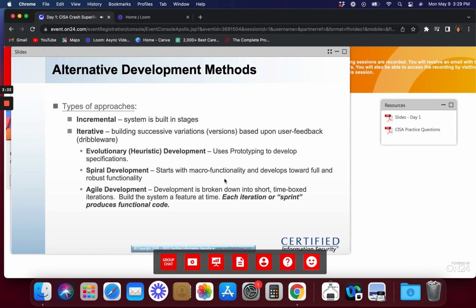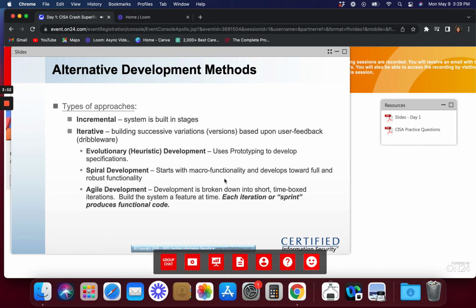Folks, if you are not a systems developer, if you're not a software developer, and you're looking at this saying, wow, this is way too technical for me, maybe don't worry about it. We're not going to expect you to be a coder when you're done and you have your CISA certification. I just have to get you to pass these questions.